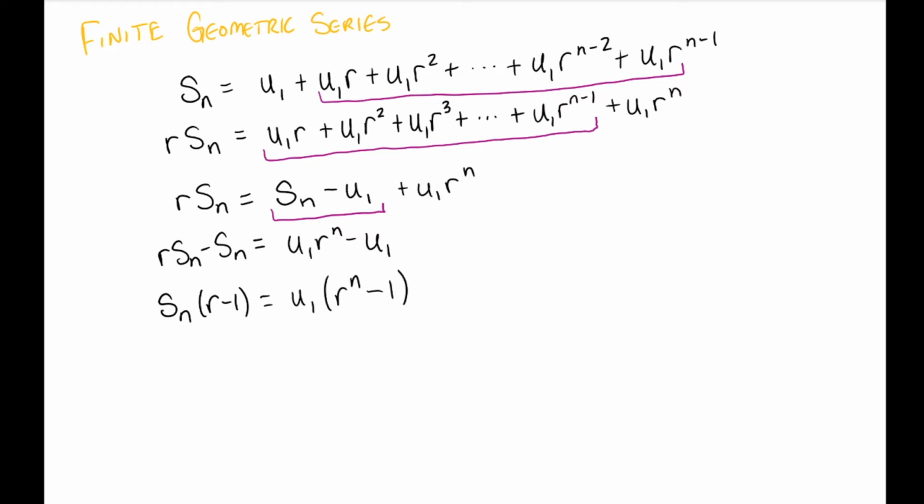And we have to remember my goal here was to find a generalized term for S sub n, the sum of the first n terms. So I do want to get it by itself. I'm going to divide both sides by r minus 1: u1 times (r to the n minus 1) over r minus 1. And so that becomes my generalized formula for the sum of the terms in a geometric series.